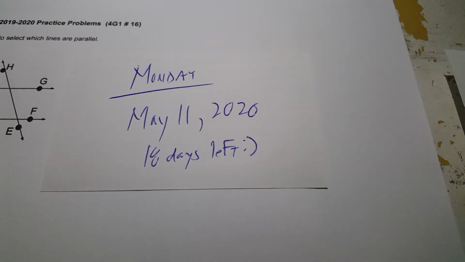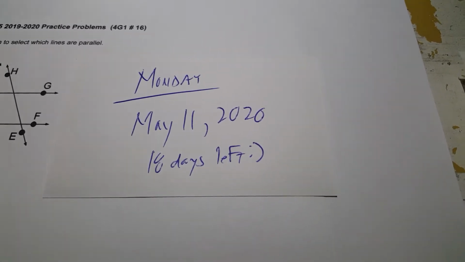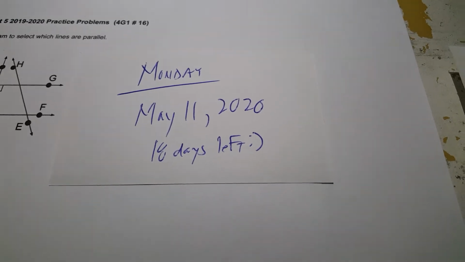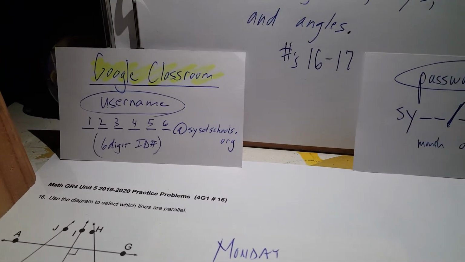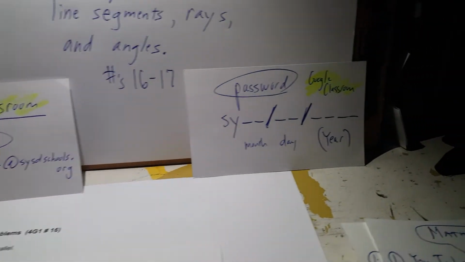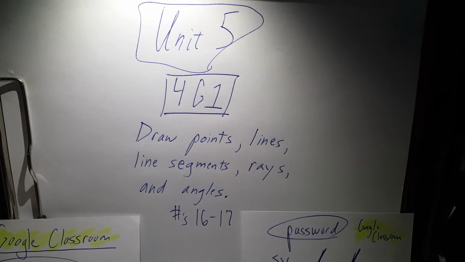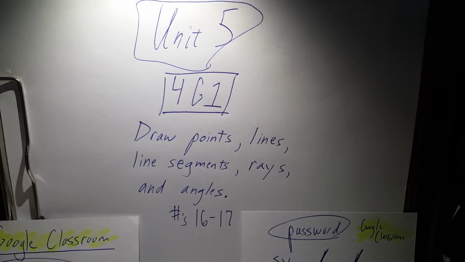18 days are left, and your fourth grade academic school year is over. 18 days, but we are going to make them count. Remember, get used to going to Google Classroom. You can do that for 5th, 6th, 7th, 8th grade as well, probably high school. Use your password. We are going to wrap up with Unit 5, which is Geometry, 4G1, okay?